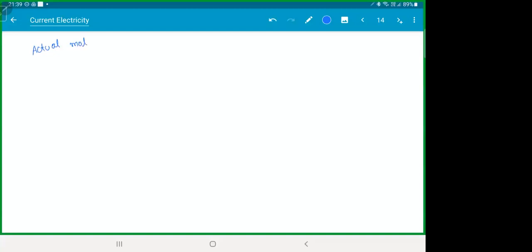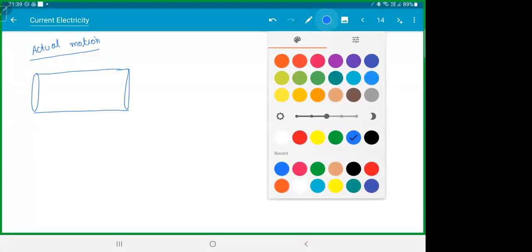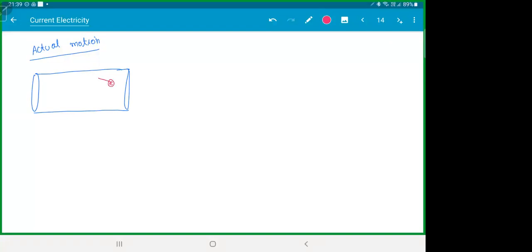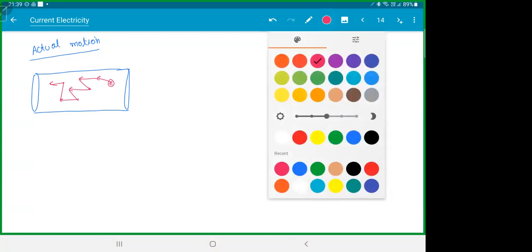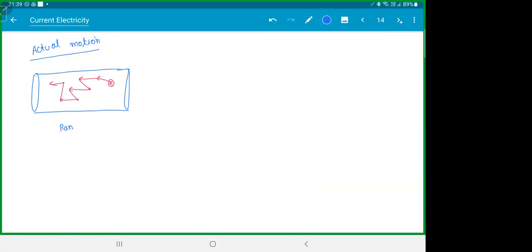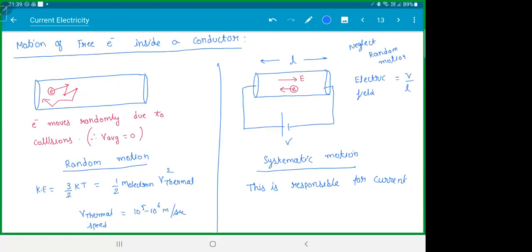The actual motion of an electron with the battery: it goes randomly, it goes forward, randomly, it goes this way, it goes randomly, it goes here, it goes randomly. There is a net motion here. The electron eventually keeps on going forward. So it is actually a combination of random plus systematic motion. So electrons are actually moving like this. They're always going forward, but they're always colliding with each other. Is this making sense, everyone?